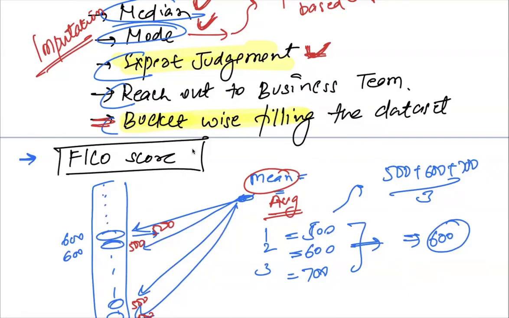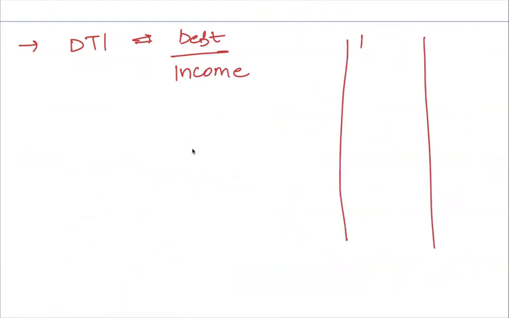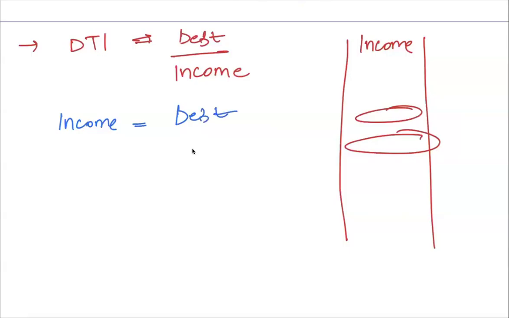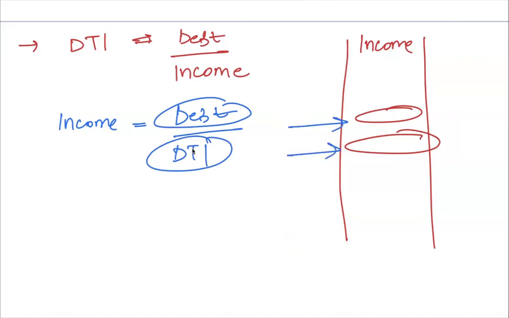Okay. Just for example, I'll give you one more example. You see this DTI, which we saw, which is nothing but debt to income. Let's say in some of the places, income is missing. So to find the income, I can do debt by DTI, right? If I have these two values, I can find these. So what I have to do is find the relationship between different variables, and that is the best way to fill in the data set.